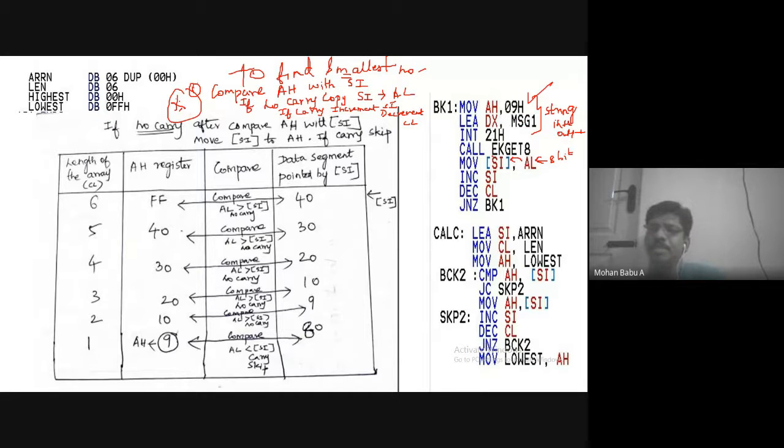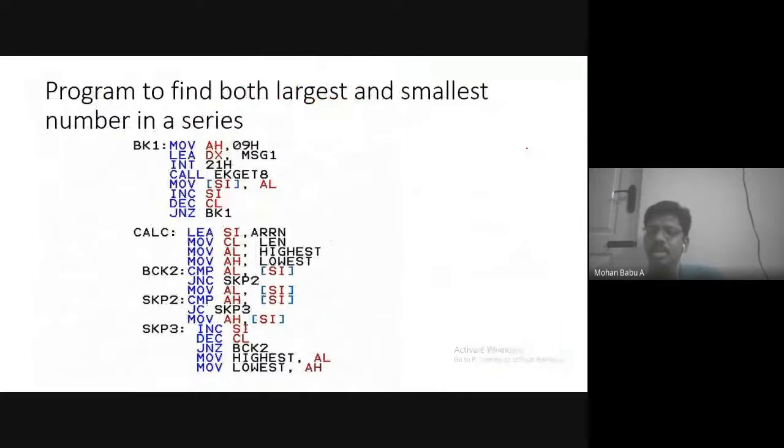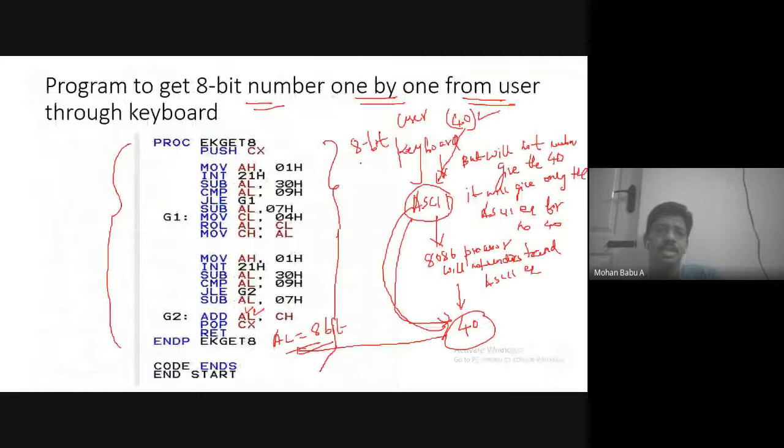Similarly, CALL EK_GET8. This is the function we use to get 8-bit numbers one by one from the users. With this instruction, I already told the program how to get 8-bit numbers one by one from the users through the keyboard. It will move to the EK_GET8 function. EK means the EKE department, and GET8 means this will help you get 8-bit data from the user.